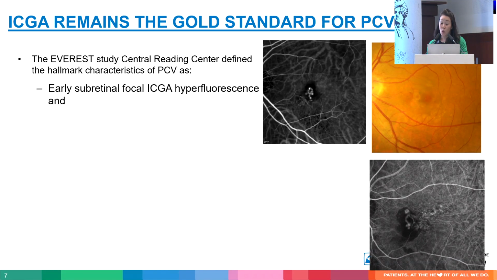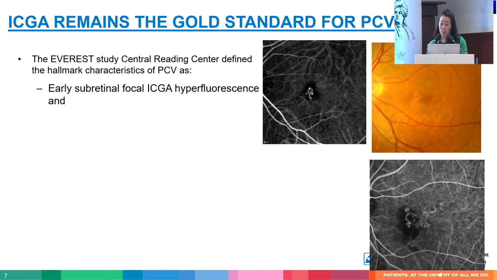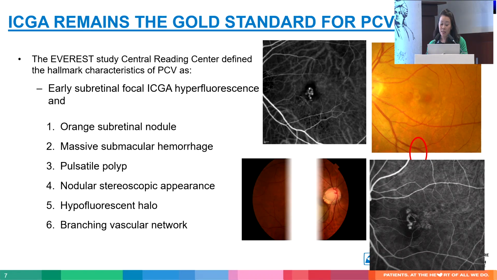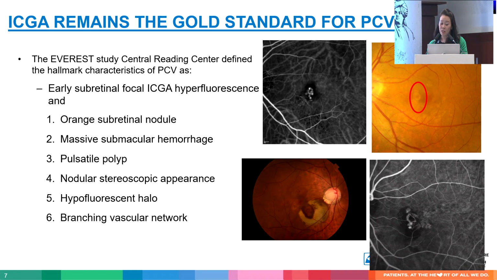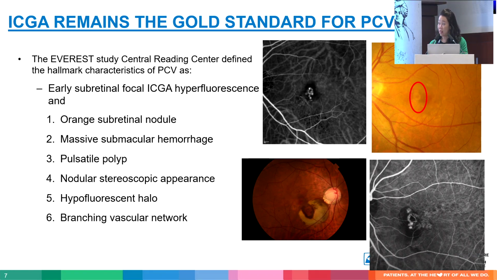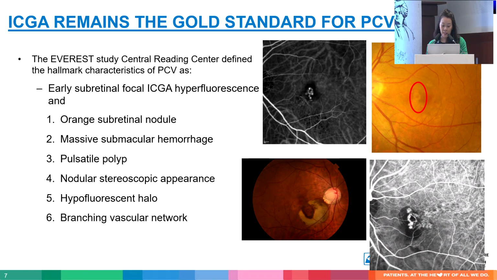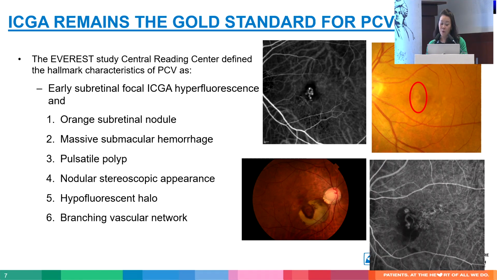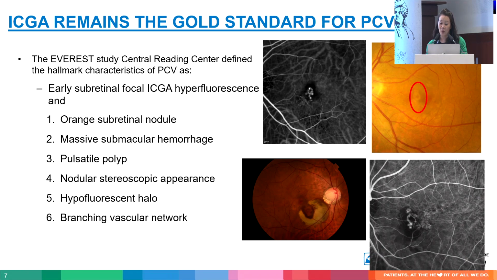ICGA remains the gold standard for PCV diagnosis. And you can see here in the early regions, you can get the hyperfluorescent lesions, your orange subretinal nodule, massive submacular hemorrhages, a pulsatile polyp, and you can see at the bottom, that polyp is pulsatile, nodular stereoscopic appearance, hypofluorescent halo, and branching vascular network.